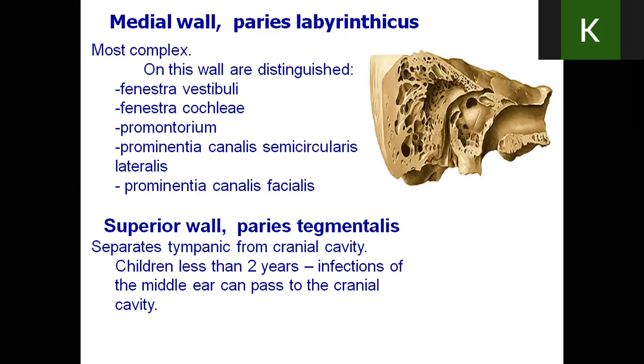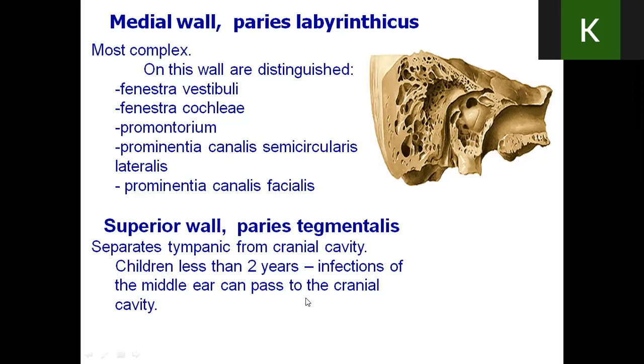The second wall is the medial wall. In examination, you have to write all these 6 walls. This is a little bit in depth, but you take the precise things which are essential for you to write the exams. Medial wall, pars labyrinthicus, most complex, and these are the structures: fenestra vestibuli, fenestra cochleae, promontorium, prominentia canalis, and prominentia canalis facialis. Superior wall is pars tegmentalis, separates the tympanic cavity from the cranial cavity.